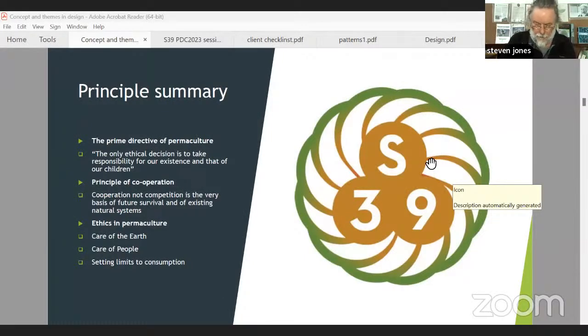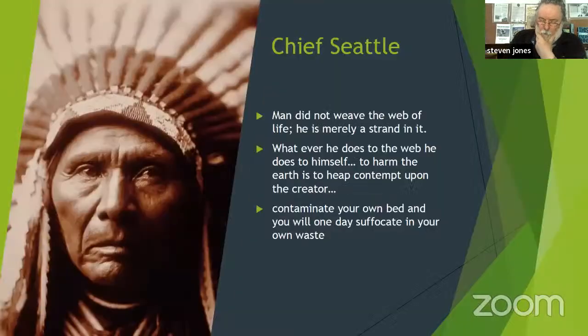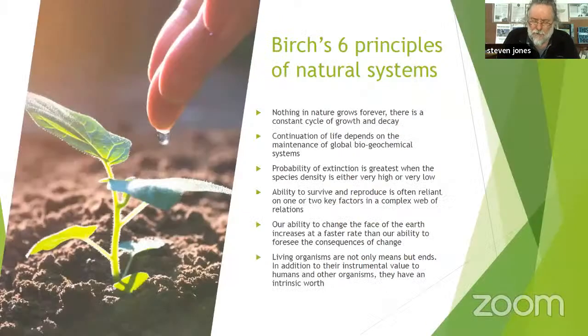We're also reminded, man did not weave the web of life. He is merely a strand in it. Whatever he does to the web, he does to himself. To harm the earth is to heap contempt upon the creator. Contaminate your own bed and you will one day suffocate in your own waste. So we've got these ethics, but we've got them for a reason, and we're trying to allow nature to teach us. We're trying to follow nature so that we can be successful, be abundant.